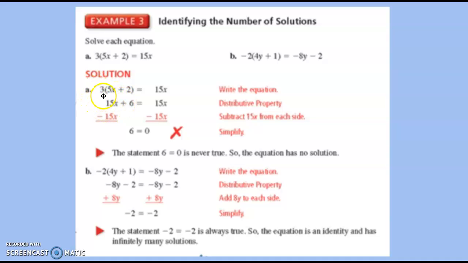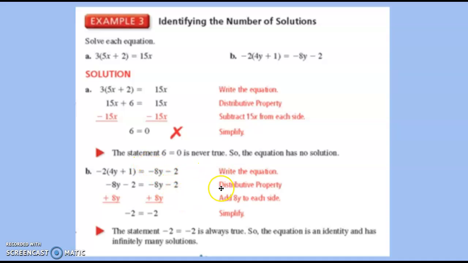In the first example, 3 times the quantity 5x plus 2 equals 15x. We have to use the distributive property once again to get 15x plus 6 equals 15x. Then we just subtract 15x from both sides to isolate the x once again, and you get 6 equals 0. That doesn't make sense because 6 cannot equal 0, so there is no solution.